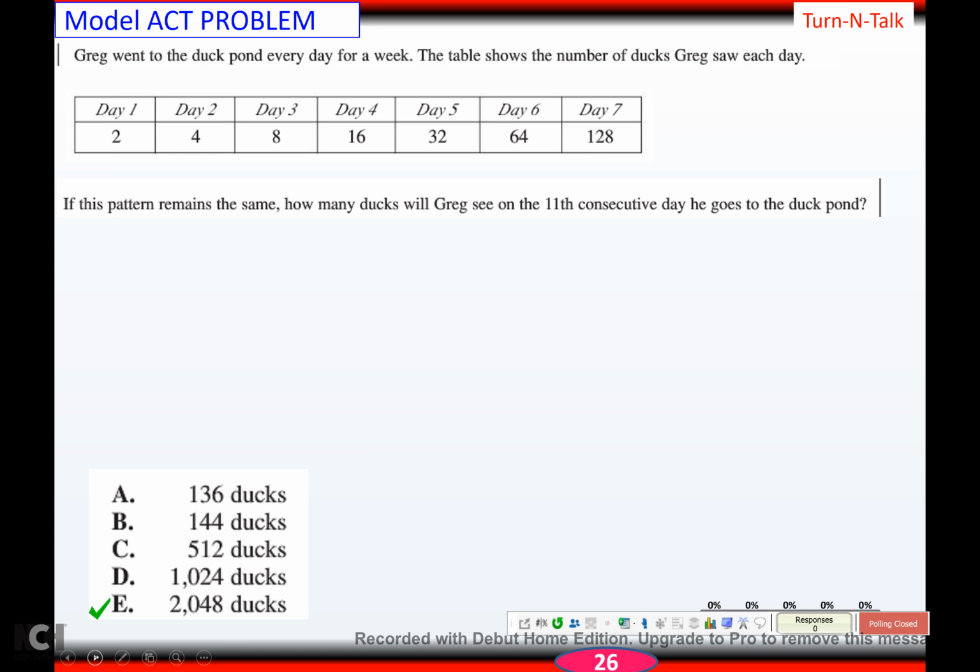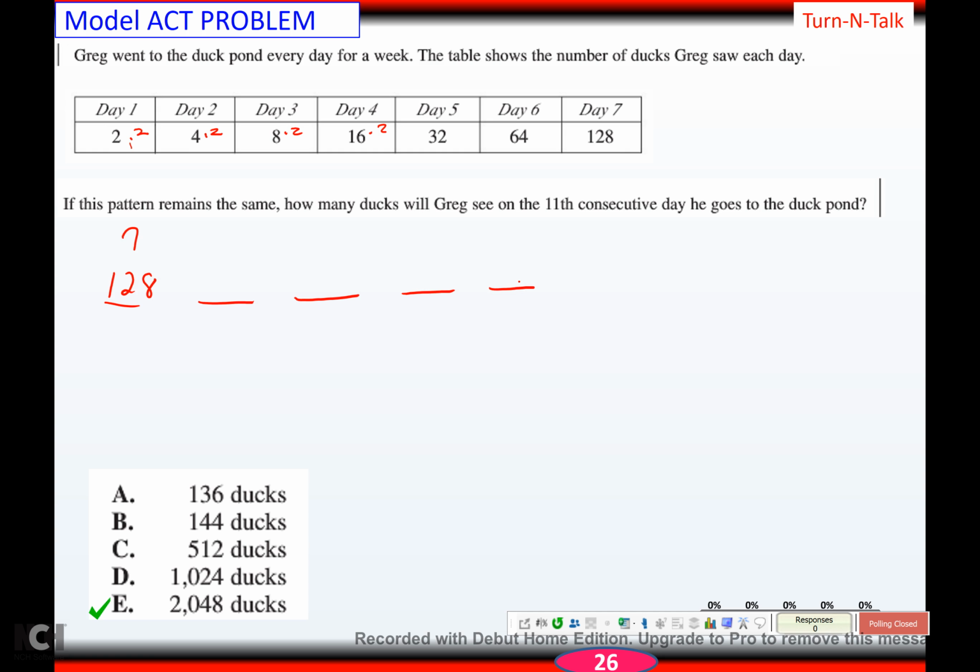All right, if I try adding, I'd be 2 plus 2 is 4, plus 2 is 6. So it's not addition because the next number is 8. So if it's not arithmetic, try geometric. What would I multiply by? 2 times 2 is 4, times 2 is 8, times 2 is 16. The pattern is multiplying by 2. So on day 7, we have 128. We want to know on day 11: 7th, 8th, 9th, 10th, 11th. So I'm going to keep multiplying by 2.